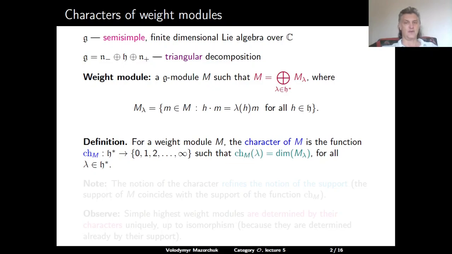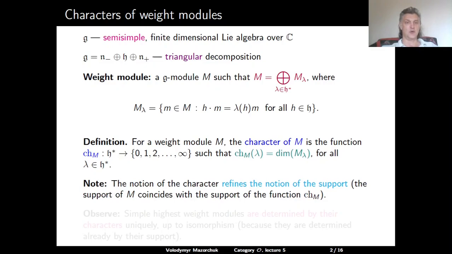The character of a weight module M is a function with domain h star and range the set of all non-negative integers and infinity. This function, usually denoted by ch M, assigns to a weight lambda the dimension of the weight space M lambda in the module M.